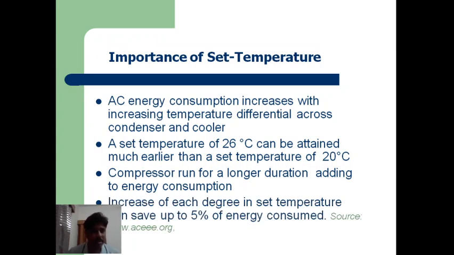So each degree increase in set temperature can save up to 5% of energy consumption. Again, I have taken this from a site. I forgot the full form of the site's name, but this is the actual figure. So you can save 5% energy by increasing the set temperature by 1 degree, for every 1 degree.